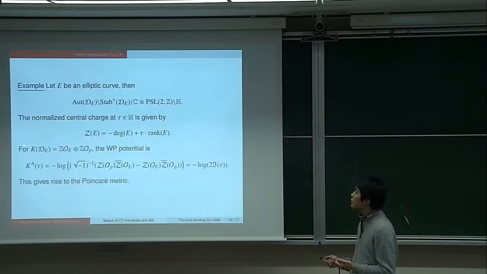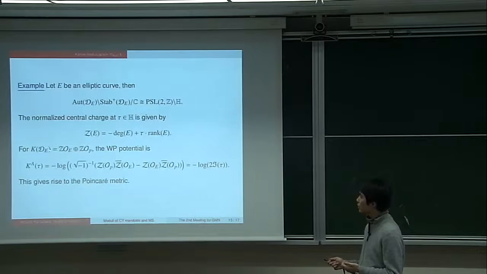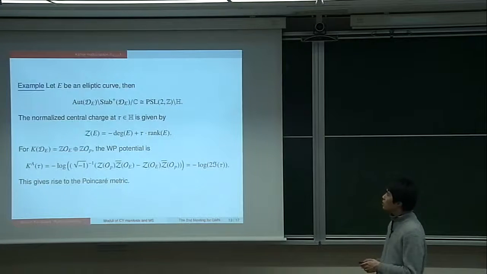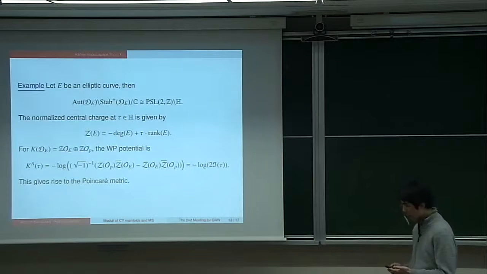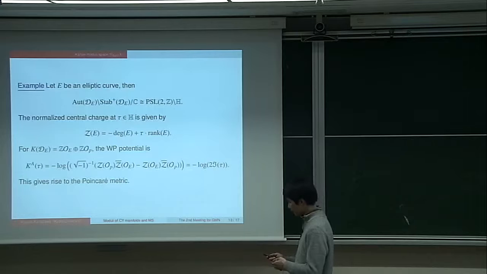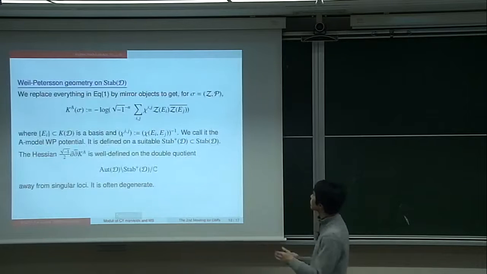And the Grothendieck group of the category has a nice basis given by the structure sheaf and the skyscraper sheaf. Following the definition, you can compute the potential to get this one. So the metric we get in the end is the nice Poincare metric. It's a nice indication that we are going in a good direction.